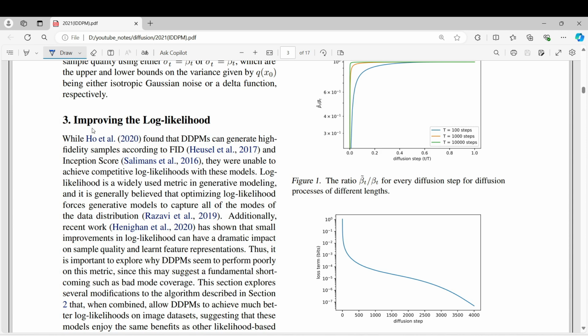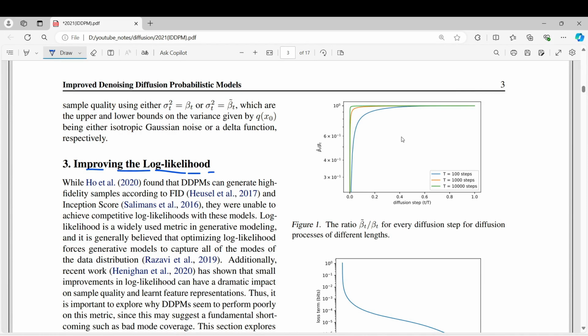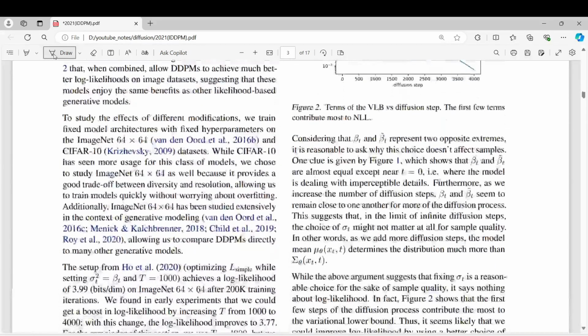So guys, let's move to this part, improving the log likelihood of the model. In this section they focus on how you can improve the log likelihood of the model using some algorithmic changes. This is the main idea of the paper and the main goal of this section 3. From 3.1 I think they will show some.